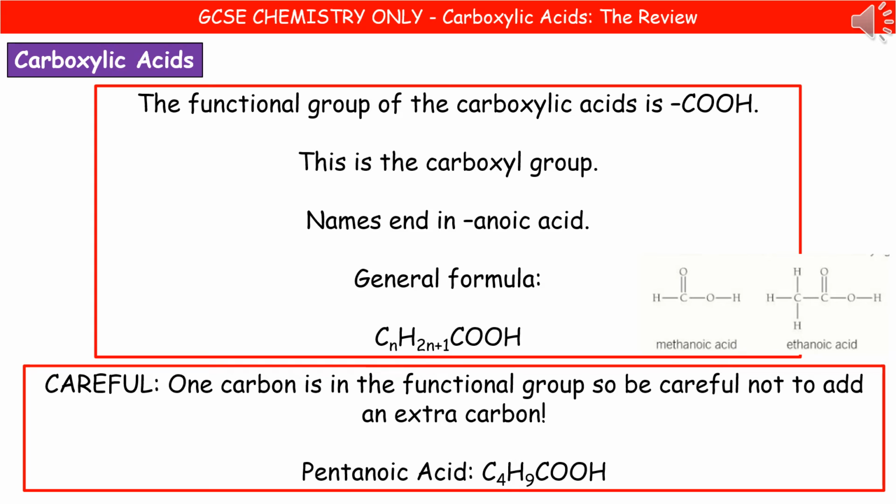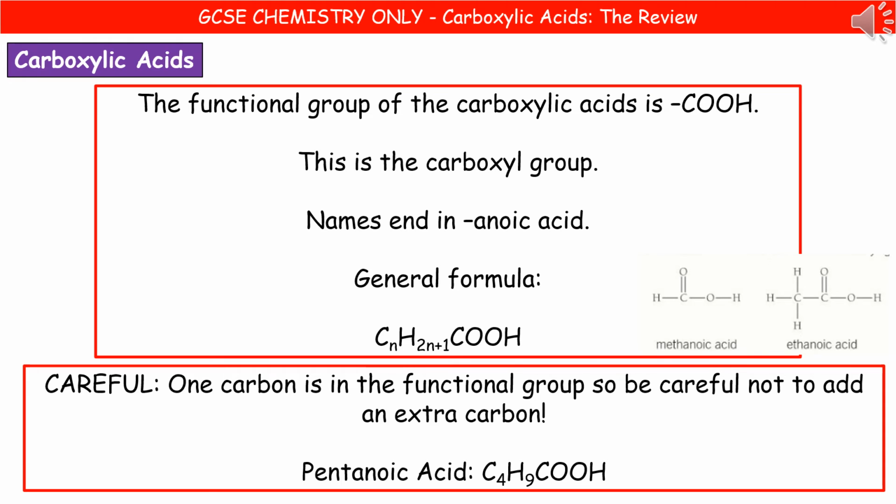Key thing about naming the carboxylic acids is that they will all end in -anoic acid. And the first part of the name, again, is just the number of carbon atoms. So 1 carbon, methanoic acid, 2 carbons, ethanoic acid, 3 carbons, propanoic acid. So all follow that exact same pattern with the naming.